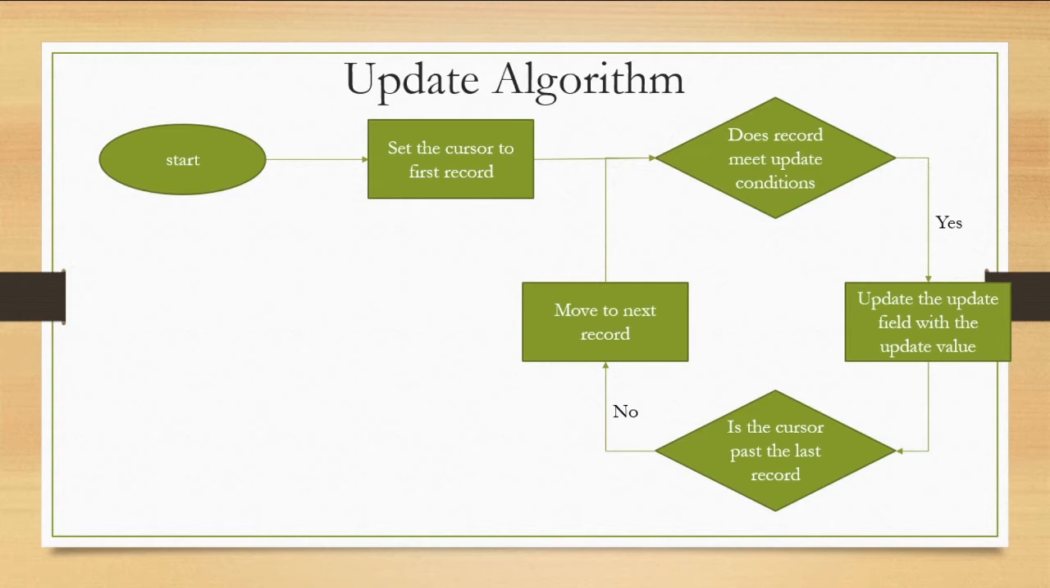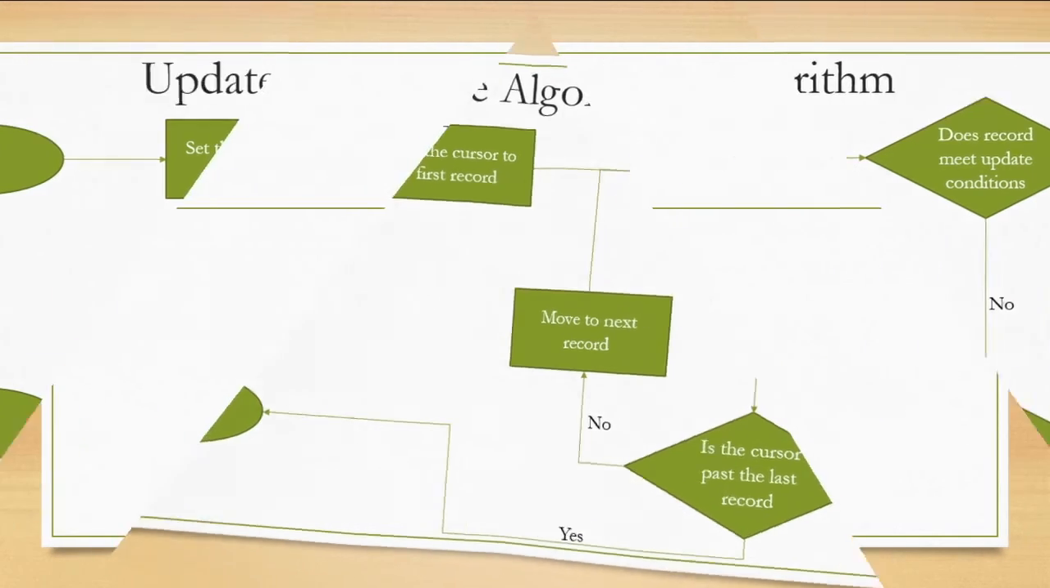Then we check again, does this new record meet the update conditions? If it does not, we check, is the cursor past the last record? If it is, we end. Now let's look at the example.